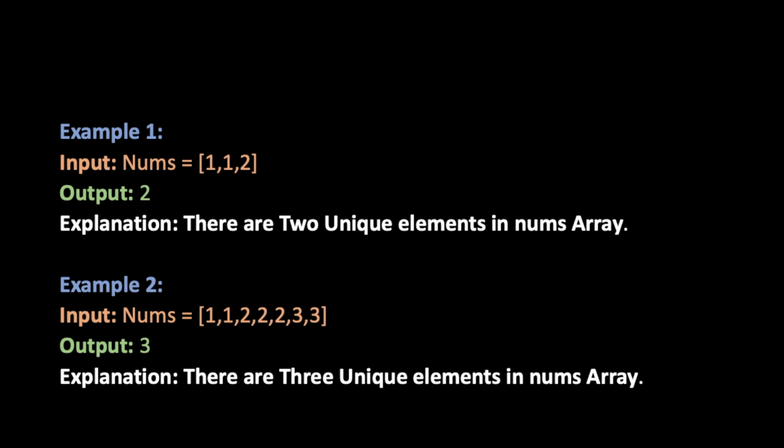2. Now let's take another example, that is 1, 1, 2, 2, 2, 3, 3. We can clearly see 1 is repeating, 2 is repeating, and 3 is repeating. But if we want to find out how many unique elements there are, we can clearly say there are three unique elements, that is 1 and 2 and 3. Okay, now let's look at how we can solve this kind of problem.